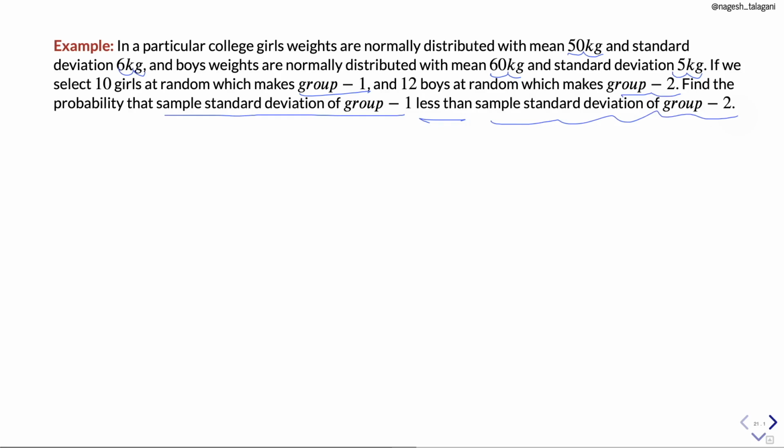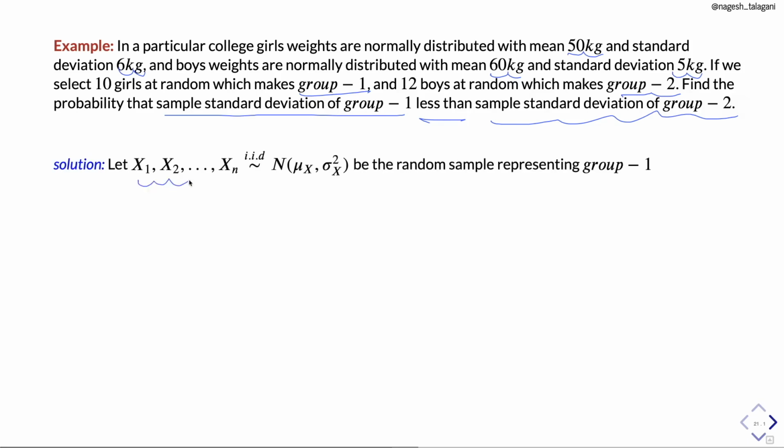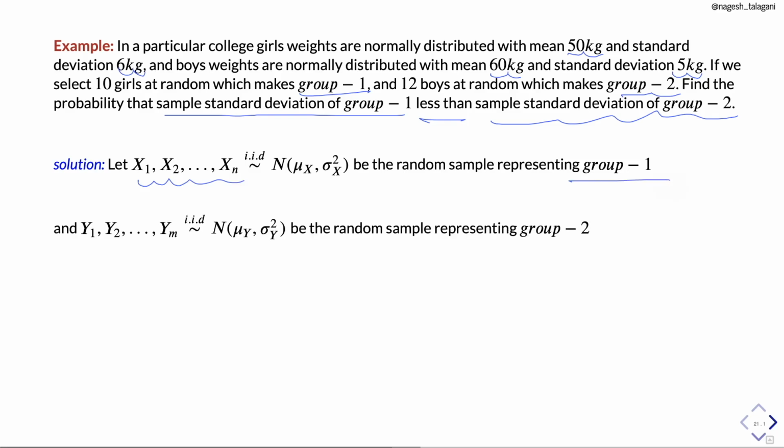Here we have two populations, one consisting of girls' weights, another consisting of boys' weights. From one population, we are getting a random sample of size 10, which represents group 1. From another population, we are getting a random sample of size 12, which represents group 2. Here, let x1, x2, and so on, xn be the random sample representing group 1, and y1, y2, and so on, ym be the random sample representing group 2.